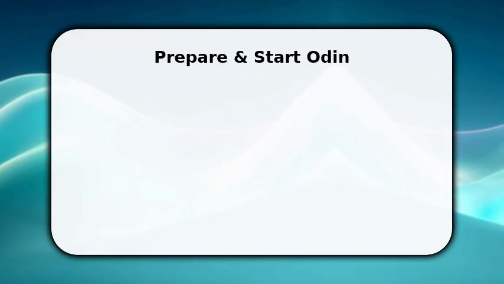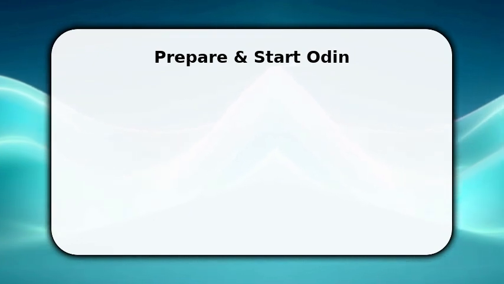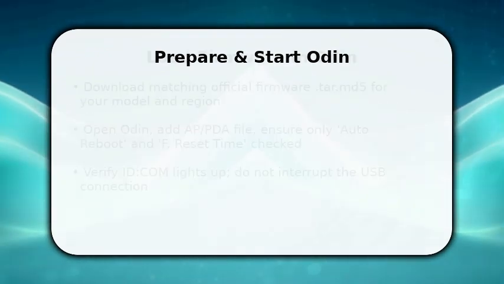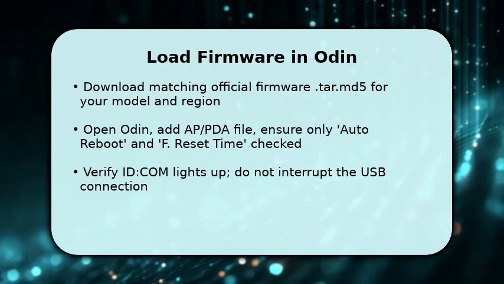Then download Odin and place it in a simple folder. Connect the tablet in download mode. You'll use Odin next to load the official firmware package. You now load the correct firmware into Odin because Odin writes partitions precisely.